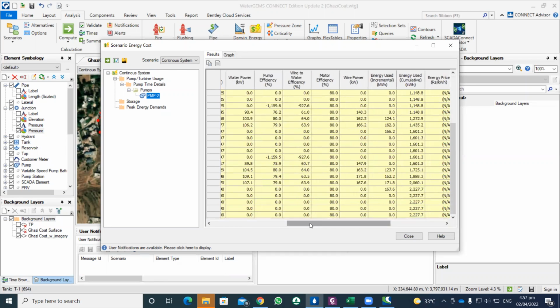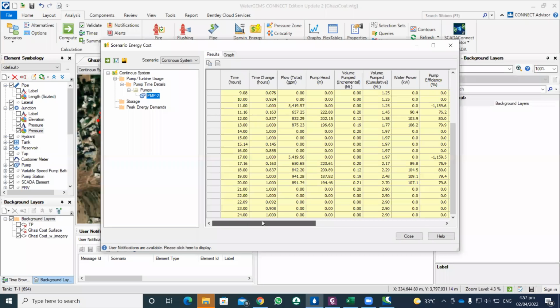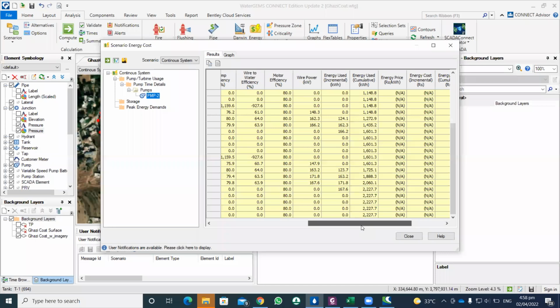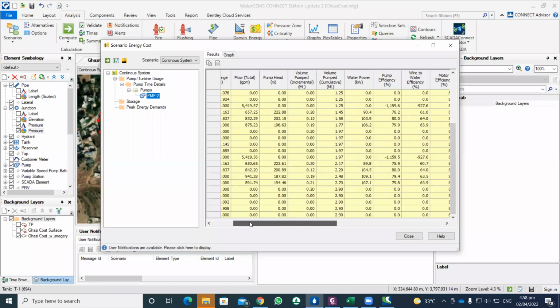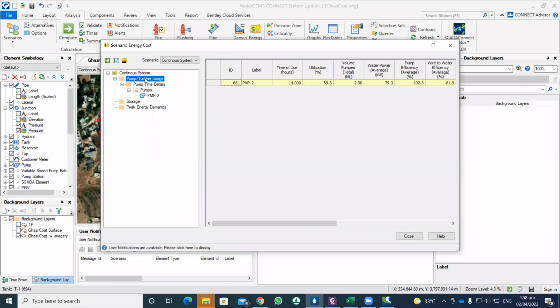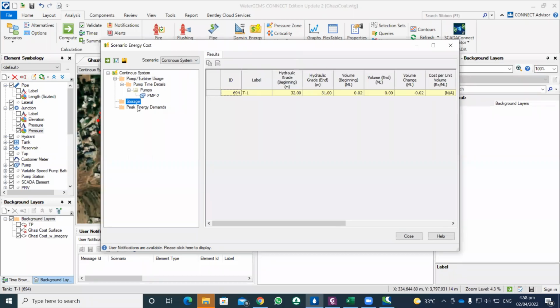at different time intervals, which you can observe here. Basically, we are using an intermittent system, so in some places it's showing a zero value because the pump is not running. So that's all about the energy calculation, the energy cost calculation.